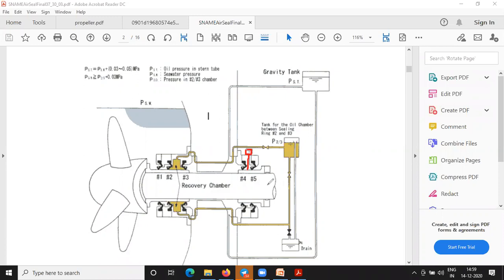Sir, in this diagram, there should be stern tube blue ball cooler as well. Do we have stern tube blue ball cooler? Yes, actually, sir, we have the air seal and the stern tube blue ball coolers.